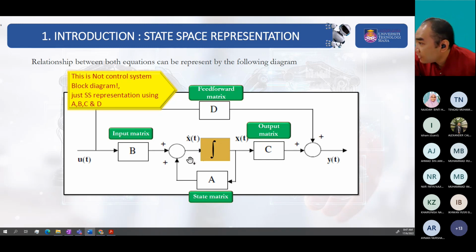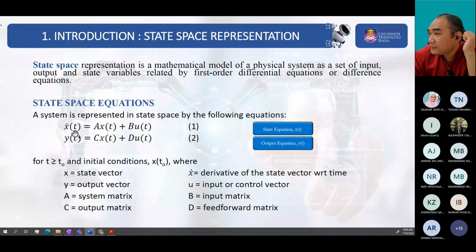Okay. We start with, we got some integral here. Okay, kita ada integral. So notice that the input coming into this integral is going to be x dot of t. Kan, x dot of t. So bila kita integrate x dot, kita akan dapatlah x of t. Right? Okay. Refer back to this equation. So we got x dot of t is equal to ax of t plus bu of t. Kan, x dot of t equal to ax of t plus bu of t.